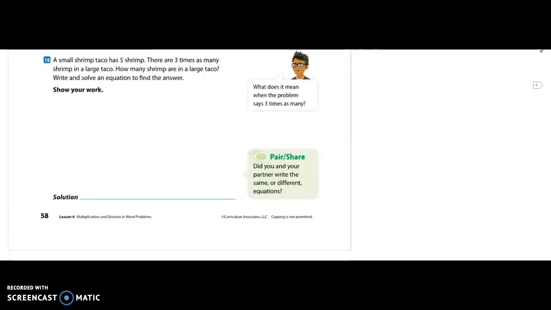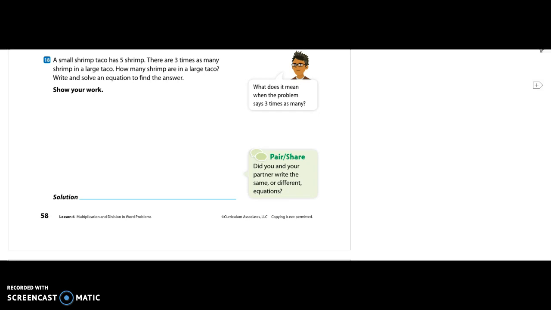We're going to start on page 58 with number 18. Number 18 says, a small shrimp taco has 5 shrimp. There are 3 times as many shrimp in a large taco. How many shrimp are in a large taco? Write and solve an equation to find the answer. Oh, I love these problems with food in it. It makes me always hungry.